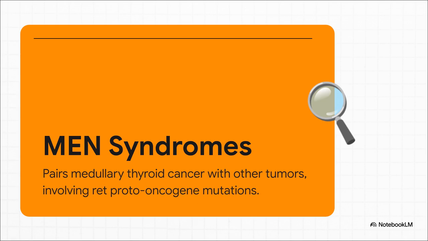The key here is that both of these involve mutations in the RET proto-oncogene. Identifying this specific mutation is absolutely critical, as it sometimes necessitates prophylactic thyroidectomies in children before they even turn 3 years old, basically removing the thyroid before cancer ever has a chance to form.